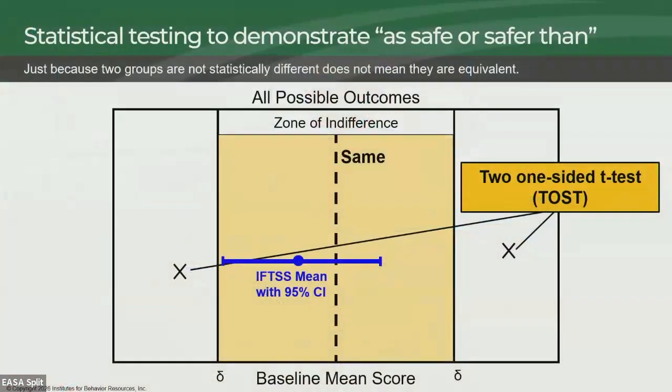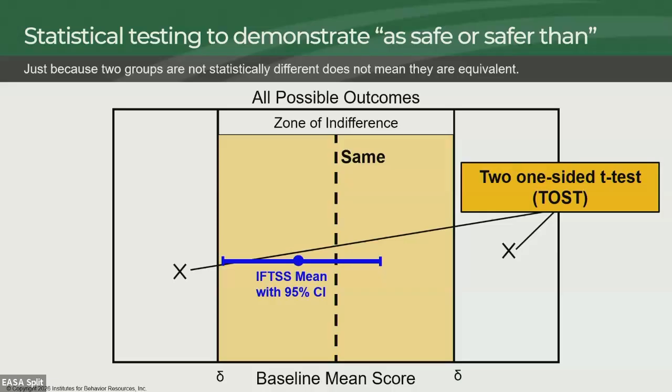So what you do here is you first run a comparison of baseline to IFTSS. See if there are differences. If there aren't, you've failed that test. That means they're equivalent. Then you compare in the opposite direction. And if you fail that test, then there's no differences in that direction. And now you can conclude that these two data sets are the same.